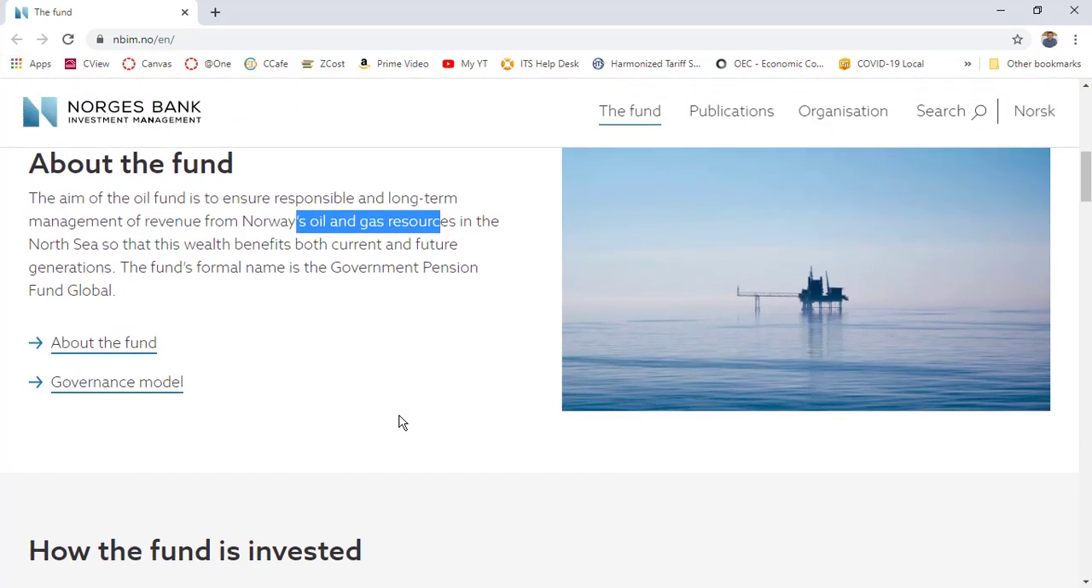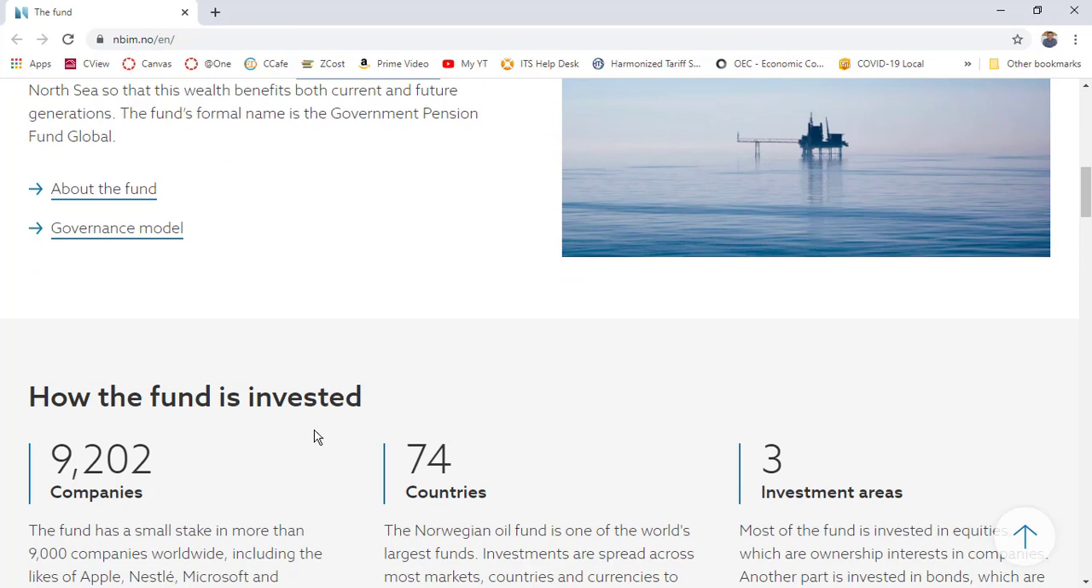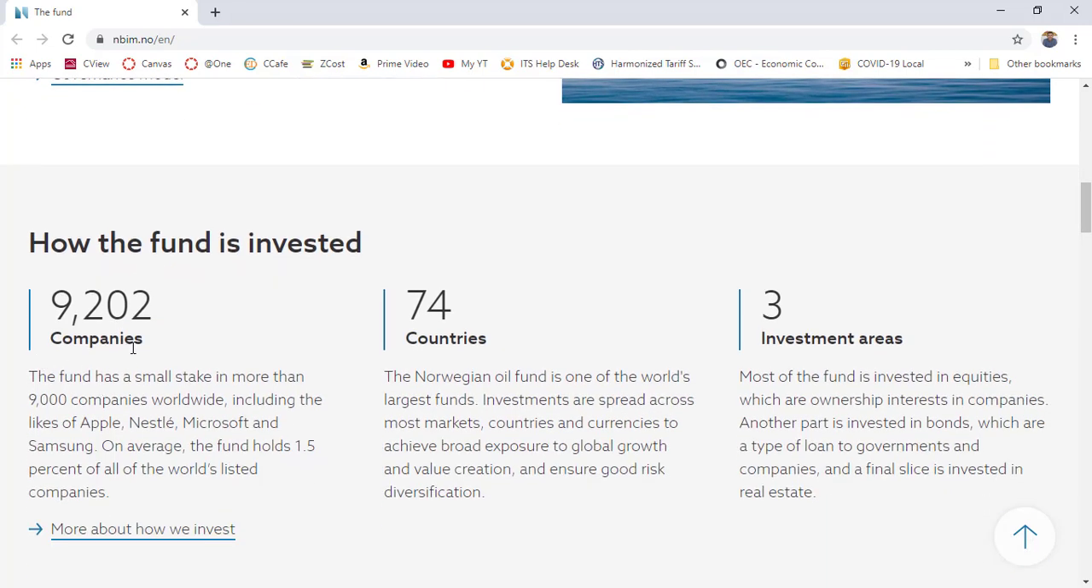Now, you saw, in this case, a very small population. What would it mean if you reinvested the cash in Norway? Not a lot, because the growth is surely greater outside of Norway. There's 7 billion people on this planet, 200 countries. And so, again, that's 9,200 companies, 74 countries, and it's the world's largest fund, by the way.